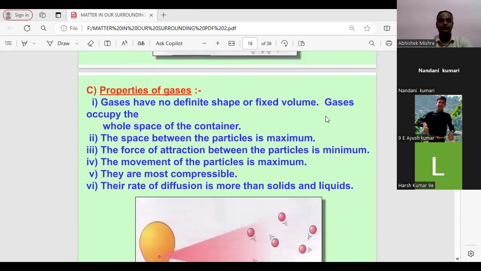And if we compare the gas, then gas does not have definite shape or volume. They take the whole space of the container. The space between the particles is maximum and the force of attraction is minimum. Movement is maximum because the particles are widely spaced and they are most compressible and the rate of diffusion is more than solids and liquids.